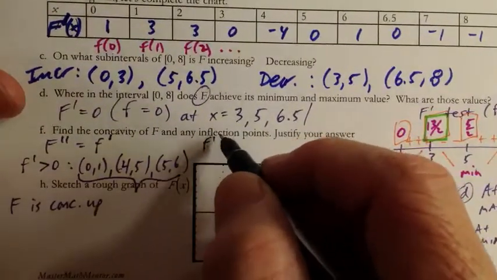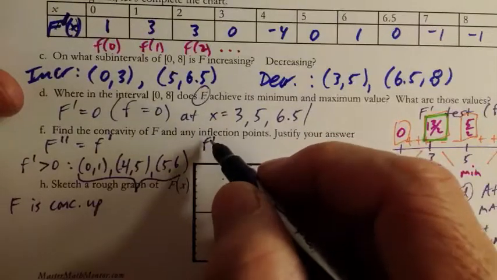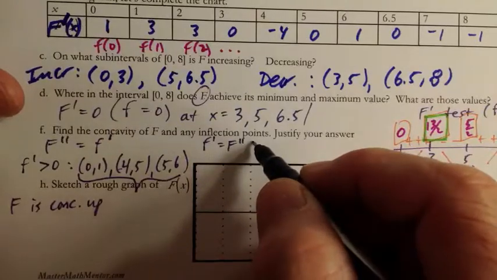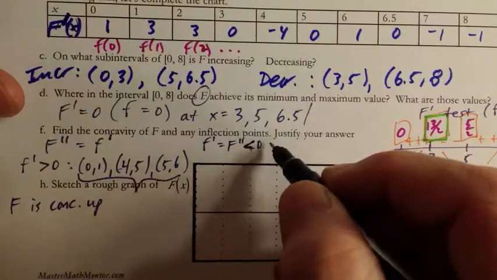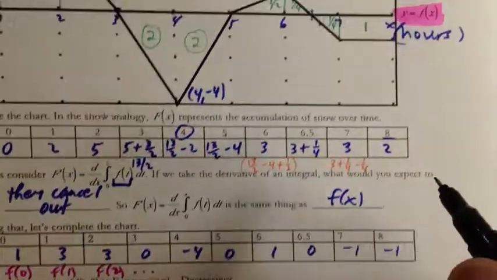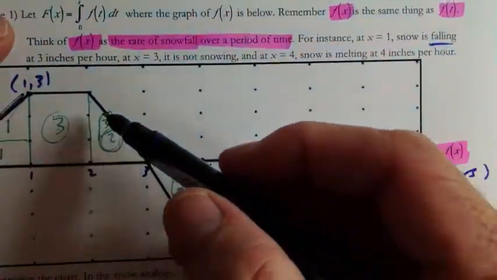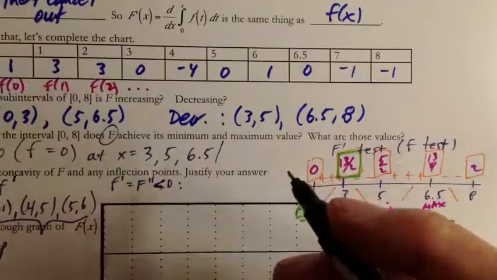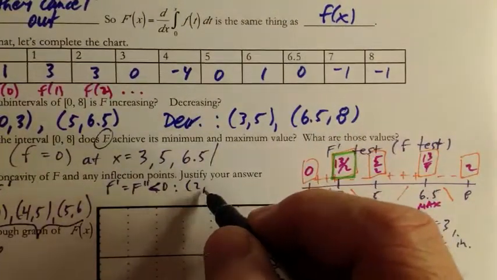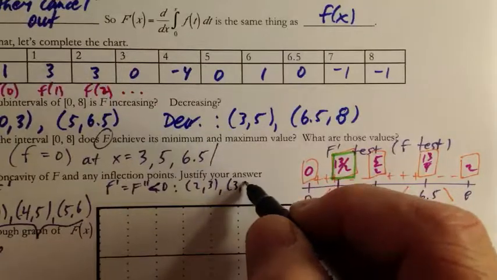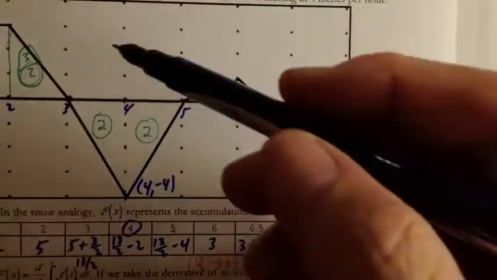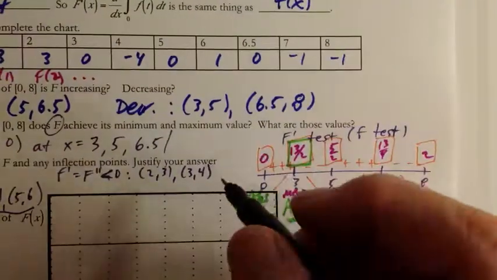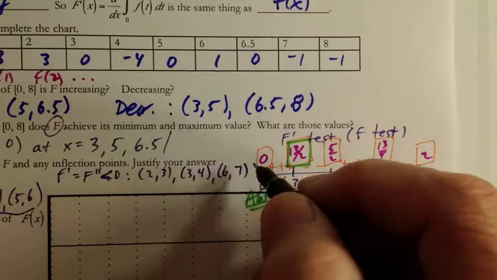Well, lowercase f, which is capital F prime, which is capital F double prime, is less than 0 on the intervals from 2 to 3 and from 3 to 4. So from 2 to 3 and from 3 to 4, the slope of lowercase f is negative. And then also from 6 to 7, the slope of lowercase f is negative.